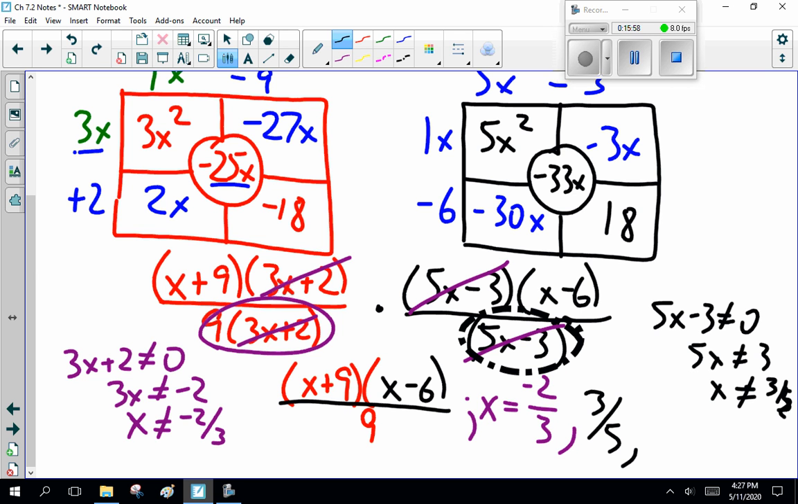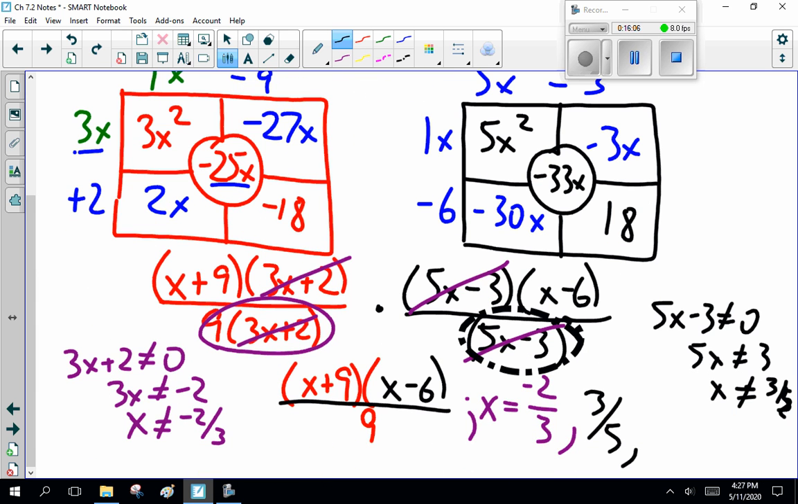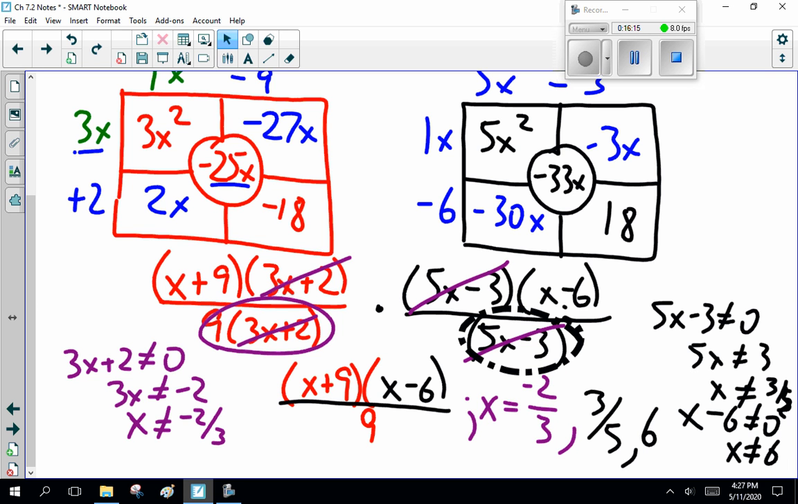Now, what have I forgotten? Yes, the original equation I completely forgot. What's the other part of that denominator? X minus 6. So x can't equal 6. There is a third one there. I hate this getting old. Anyway, so that's how that goes.